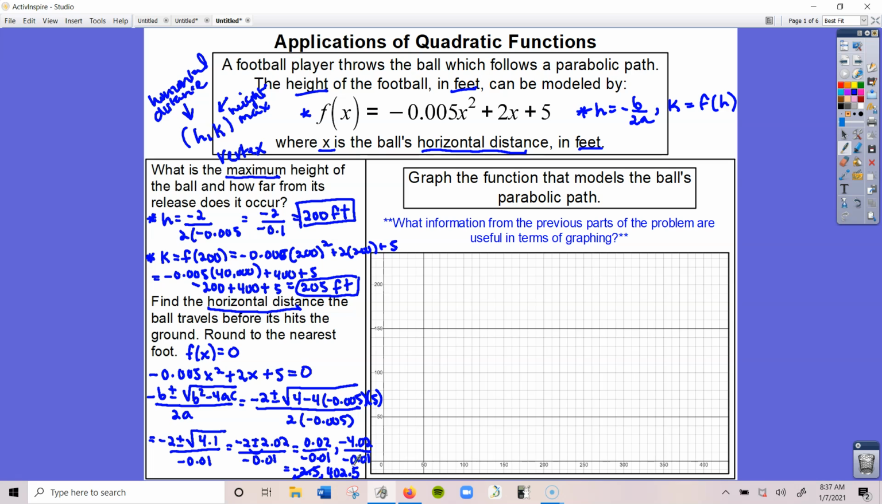So this is not the correct answer. Instead, our answer is 402.5 feet. But it does say to round to the nearest foot, so the ball travels a total of 403 feet.